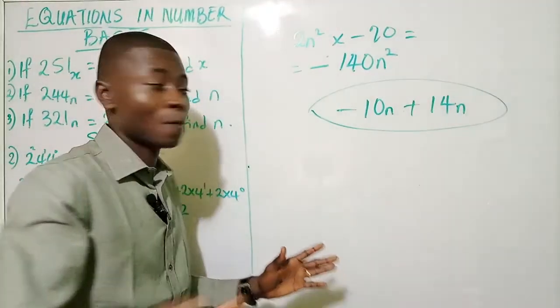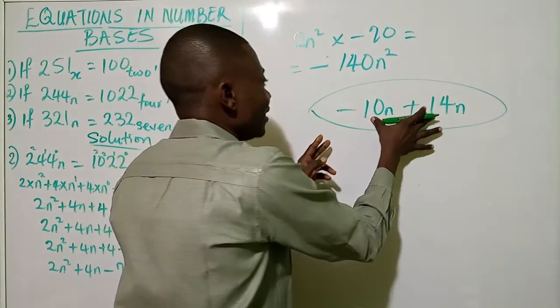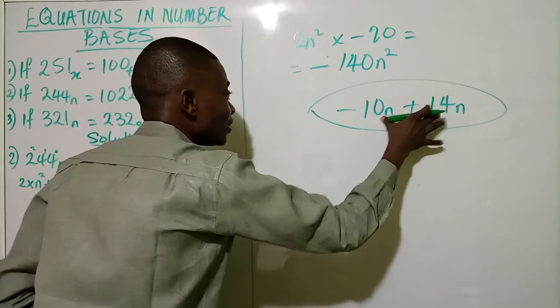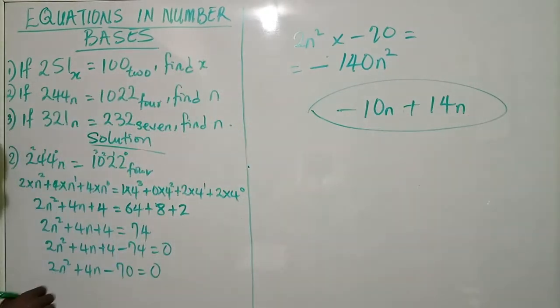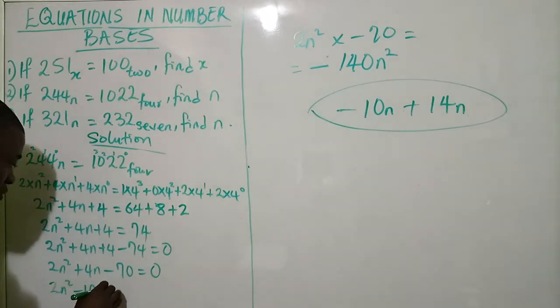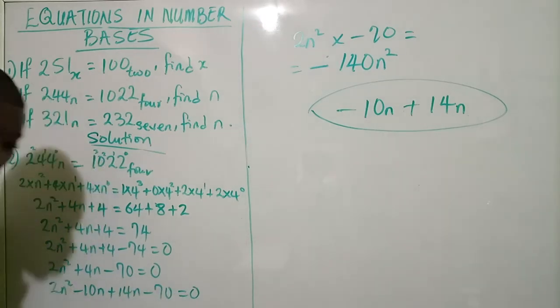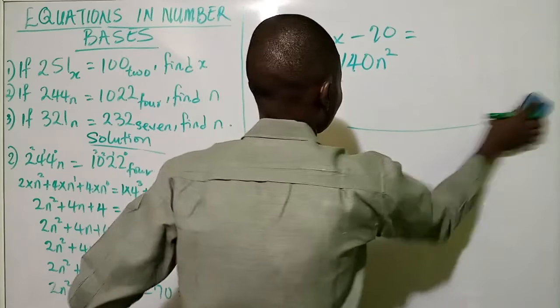So what will I do now? I'm going to replace plus 4n with this. In place of plus 4n, I'm going to fix this to that. So that is exactly what I'm going to do right now. So that will be 2n squared minus 10n plus 14n minus 70 equals to 0. So we continue from here now.